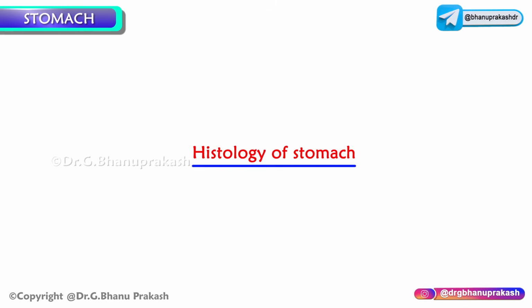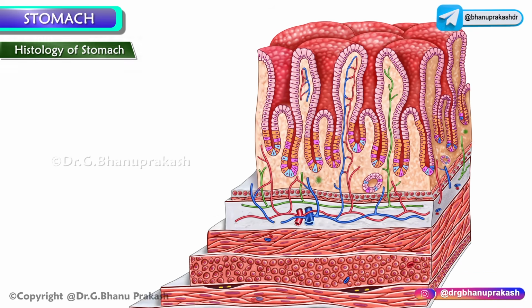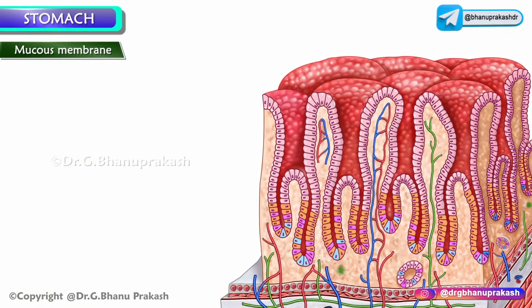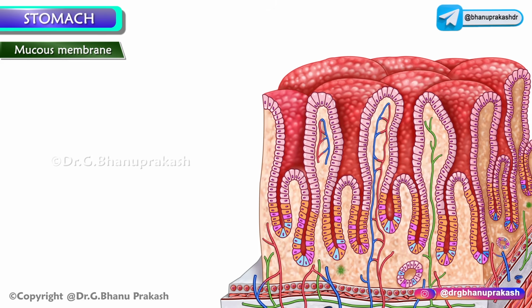And the next is histology of the stomach. As I already told you, the stomach has mucosa, submucosa, muscularis externa and serosa. So first is the mucous membrane. At the cardiac end, the mucous membrane contains simple columnar epithelium with small tubular glands. Next, at the fundus as well as the body of the stomach, the mucous membrane contains gastric glands.